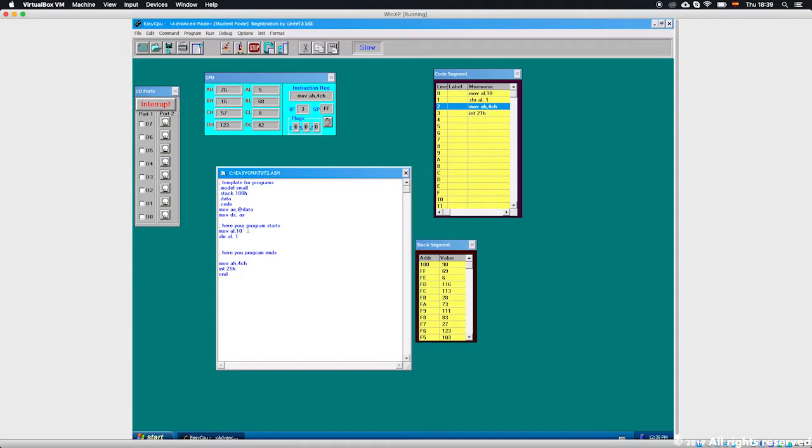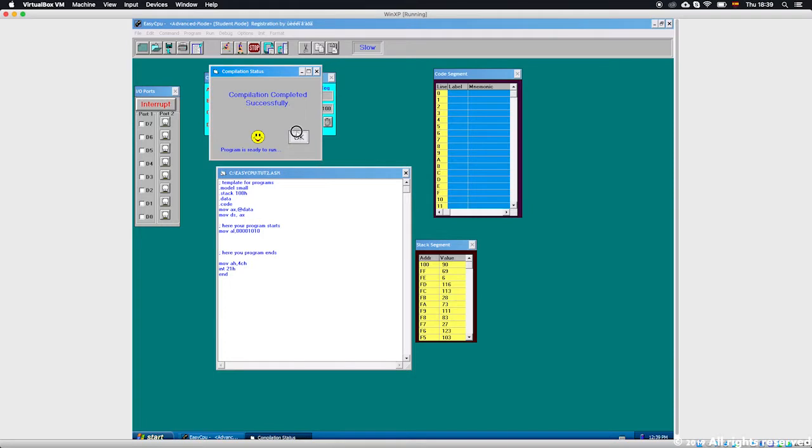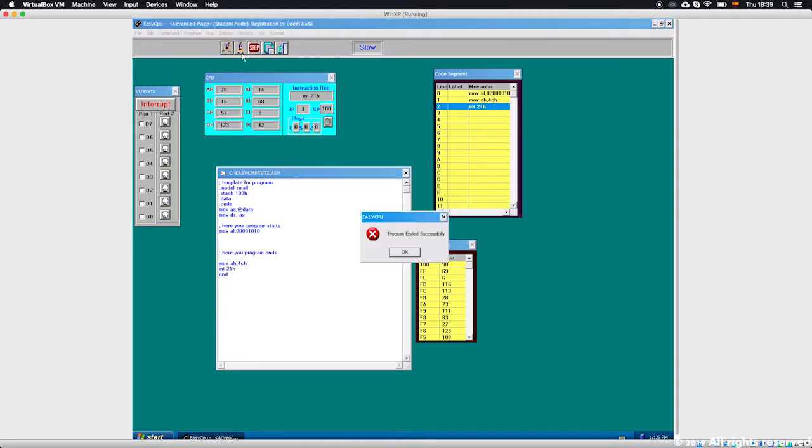If to AL I move the following number in binary form: 0, 0, 0, 0, 1, 0, 1, 0. This is the representation of number 10. If we execute it, we'll have the number.